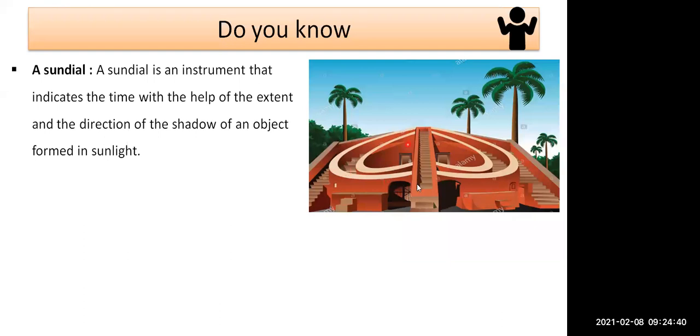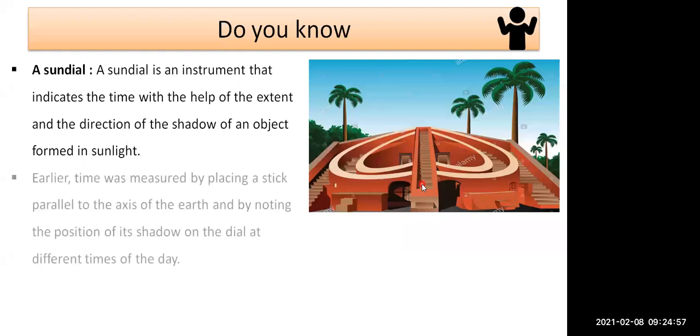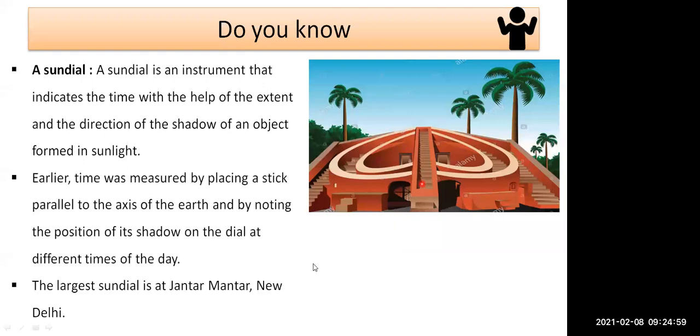Now, how did it work? It used to work on the basis of the shadows that fell on these ladders. As the shadows fell, on that basis they used to detect what the time was. The biggest sundial we can observe is in Delhi. It is in Jantar Mantar, New Delhi.